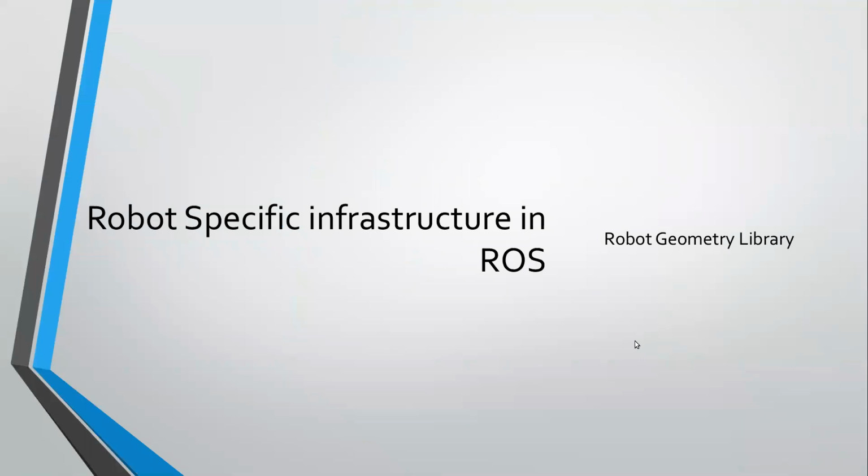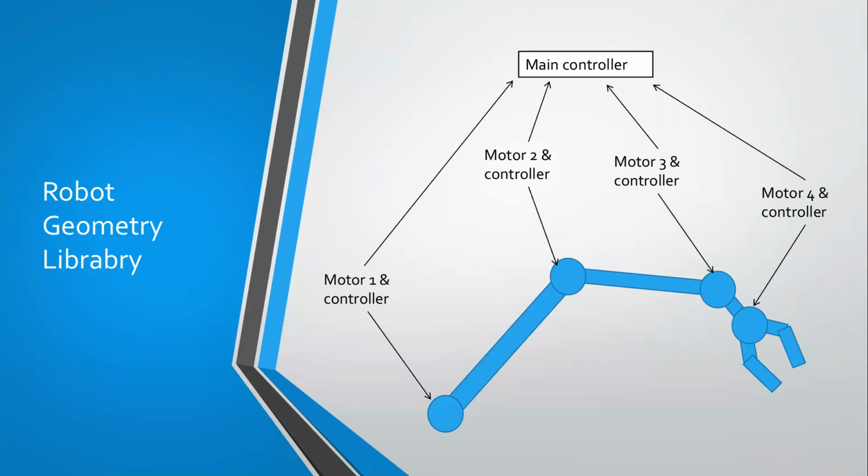Now we are talking about the robot geometry library. When it comes to robots, if you look at the complex ones, there are many joints. Here we have four wheels, and in a robot these four wheels are controlled separately by four motors. Each wheel gets a separate motor. And if you talk about something like a robot arm, each joint has a separate motor and a separate controller.